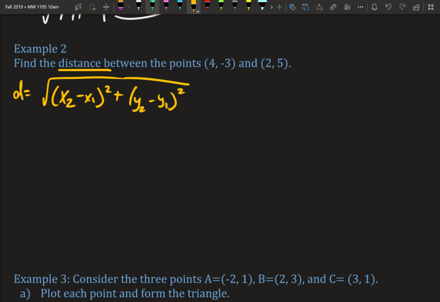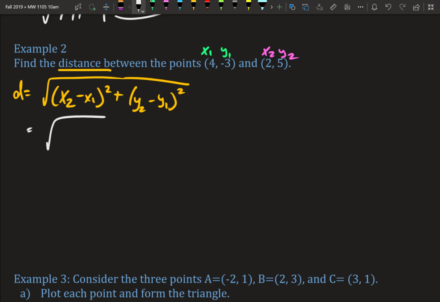Now, because we're using a formula, we want to label our points. Get into that habit, especially if you're going to calculus. It's going to make your life just a little bit easier, and it's easy to backtrack and see where you messed up if there is a mistake. So we have x1, y1, x2, y2, and let's plug it into our handy-dandy formula.